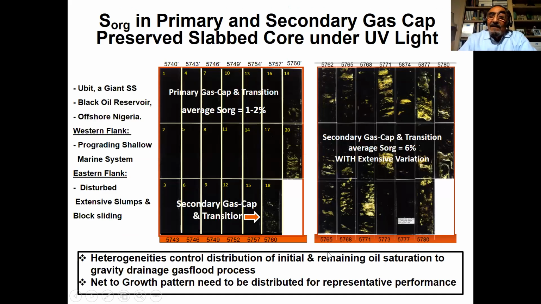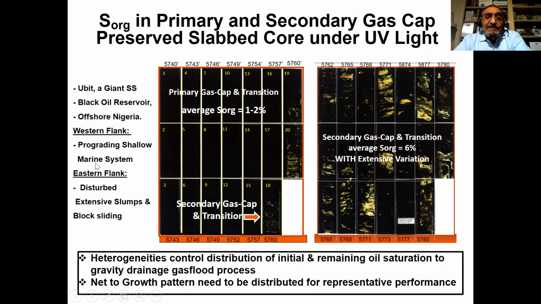And now we've talked about the distribution of the water, remaining oil saturation and initial water saturation in a water flood type of situation. Now I want to show you an example of gravity drainage gas injection.